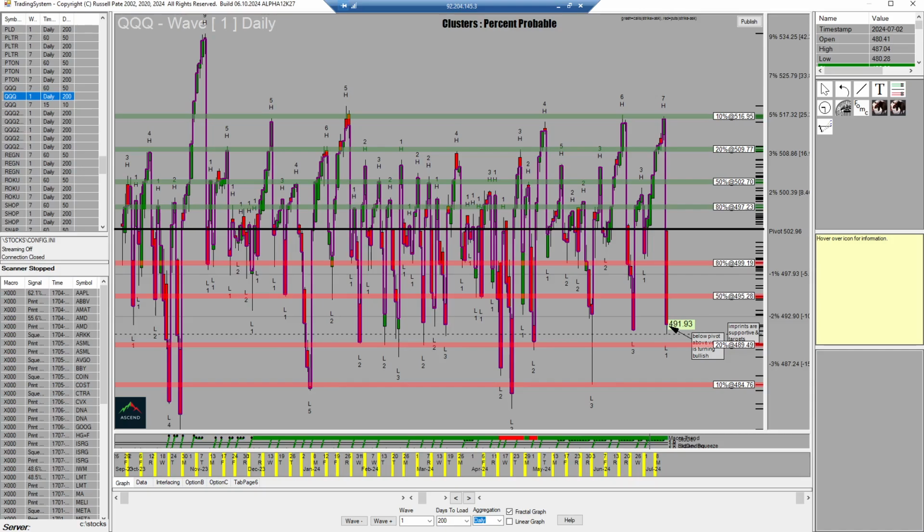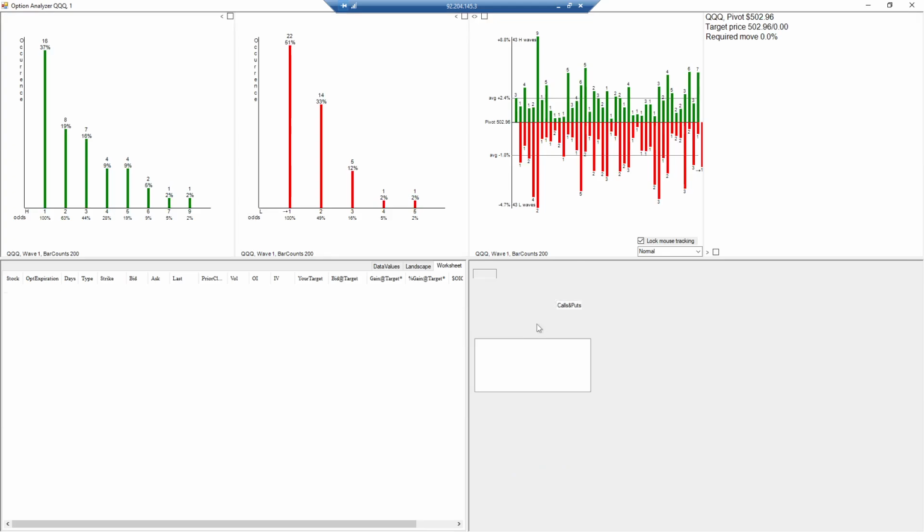The option analyzer is a tool that I love to use to help give me a daily bias, and I'm going to show you how we use it every day. It works on any time frame and any wave, but I like to use it most on the wave 1 daily. So what you're going to do is right click, tap option analyzer.